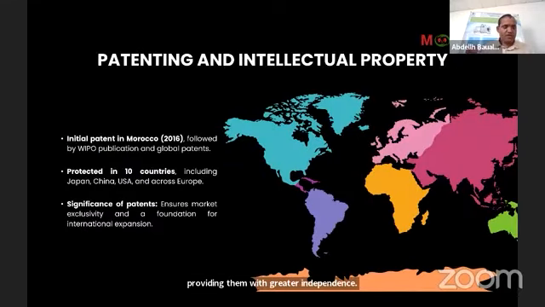Our journey began with a patent in Morocco in 2016. Following its publication by WIPO, we pursued patents in 10 additional countries, including Japan, China, and the United States. This broad protection gives us a competitive advantage and strengthens Morocco's market position internationally.